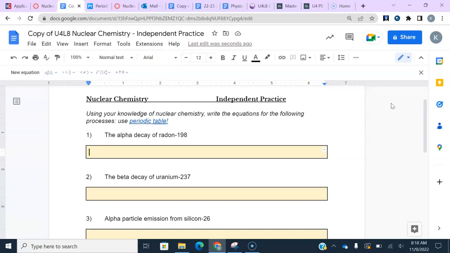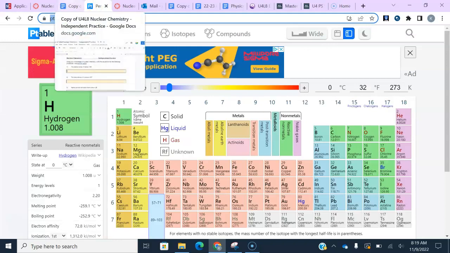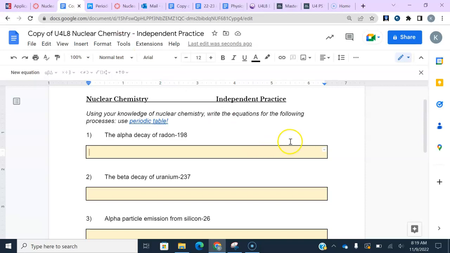So you will need a periodic table today, and so I have it linked here for you. It was also linked in your assignment, but you just want to make sure you have it pulled up, because we're going to have to be getting our atomic number from some of these elements today. Okay? So we're doing alpha and beta decay.